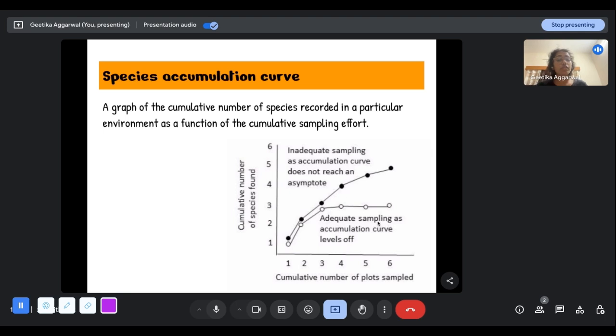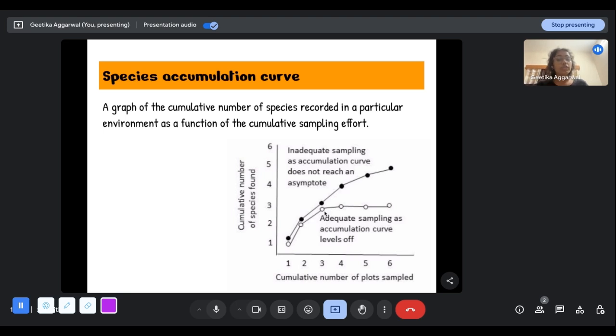So there are two of these curves. One of them is with the brown with the open dots, one of them with the solid dots. How these two are different, we'll come to it later. So if you come to one plot, you sampled it, you saw one species, then you move to another plot, you saw another. So here now you have seen two species. So you put a dot at two.